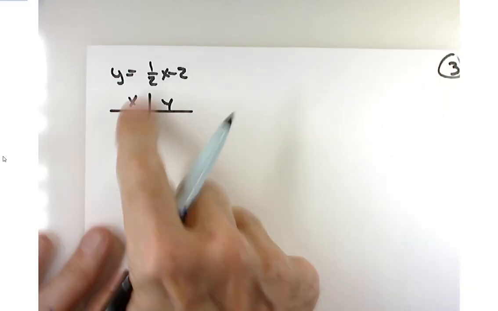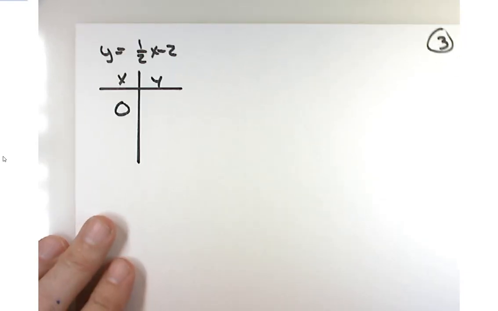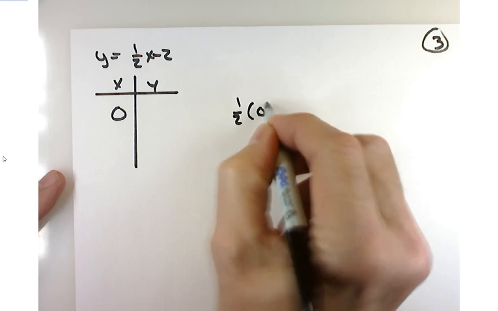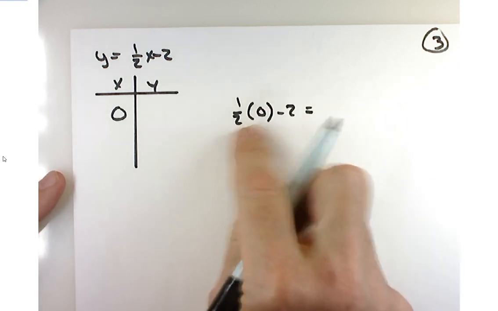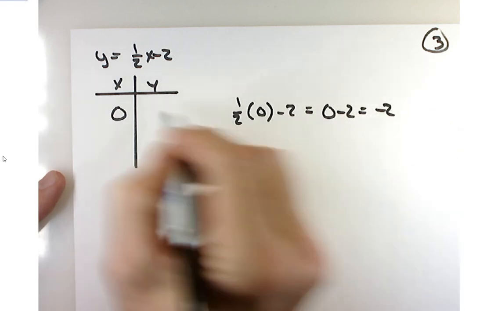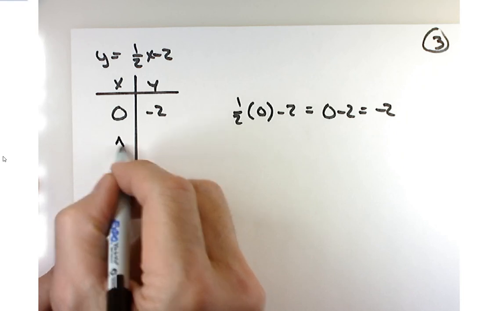Now, if you're trying to make this easy on yourself, one easy value to plug in for x would be x equals 0. That's not so bad, right? So I get 1/2 times 0 minus 2. Well, 0 times anything is just 0. So, great. 0 gives me negative 2. Let's try another one. Let's try x equal 1.